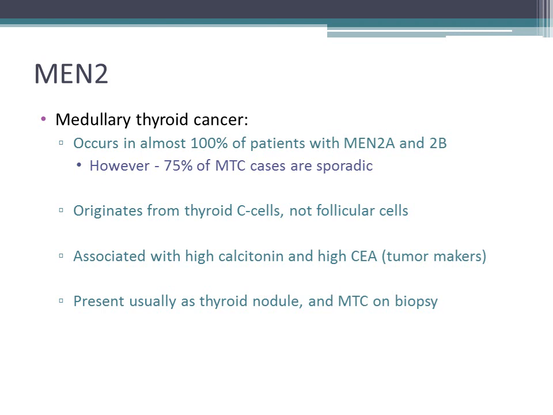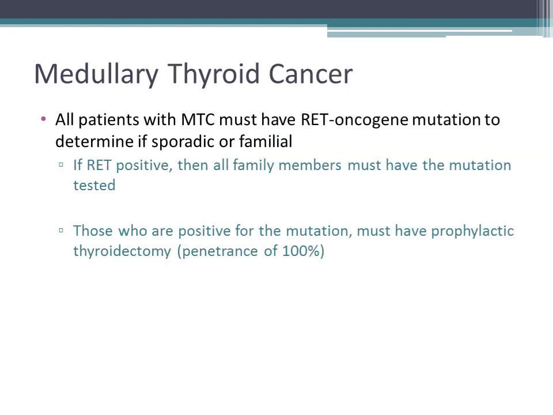Now, how do you diagnose medullary thyroid cancer? Typically, the patient will present with a thyroid nodule, or maybe you will do an ultrasound looking for it, and you will find thyroid nodules. And if you do an FNA, it will show that it has medullary thyroid cancer. So any patient with medullary thyroid cancer presenting to us in the clinic must have RET oncogene mutation analysis to determine if it's sporadic or familial.